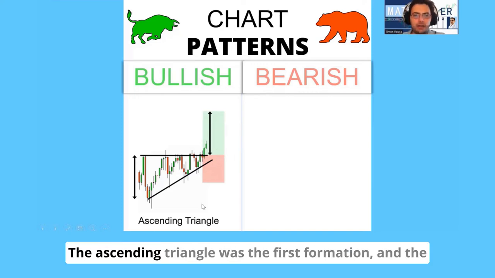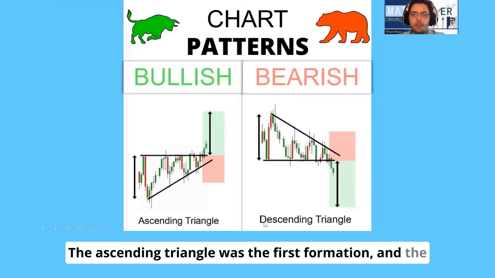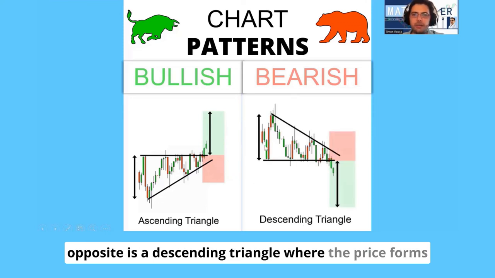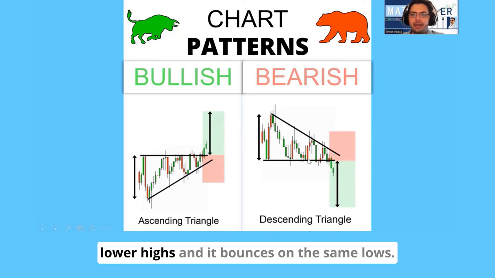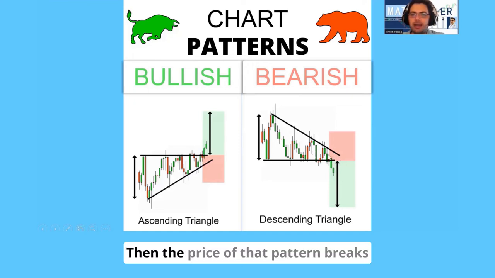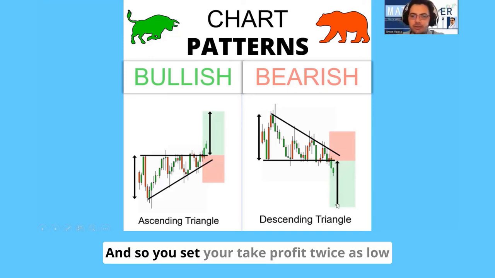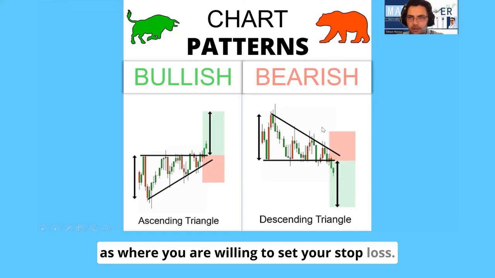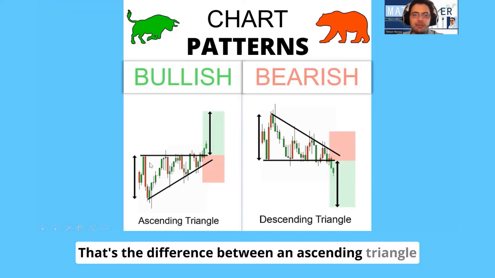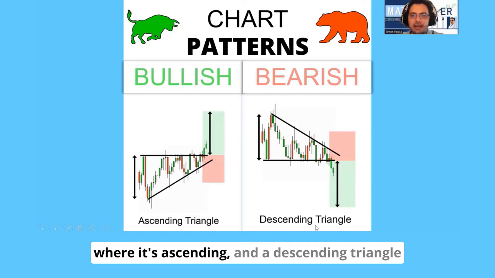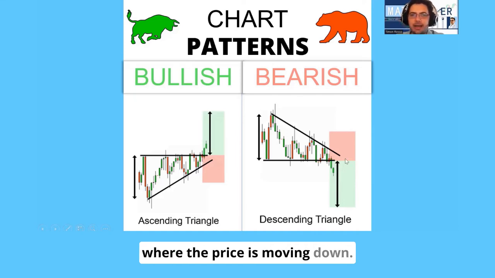The ascending triangle was the first formation, and the opposite is a descending triangle where the price forms lower highs and it bounces on the same lows. Then the price of that pattern breaks below the support, and that's where you expect the market to continue down. And so you set your take profit twice as low as where you are willing to set your stop loss. That's the difference between an ascending triangle where it's ascending and a descending triangle where the price is moving down.